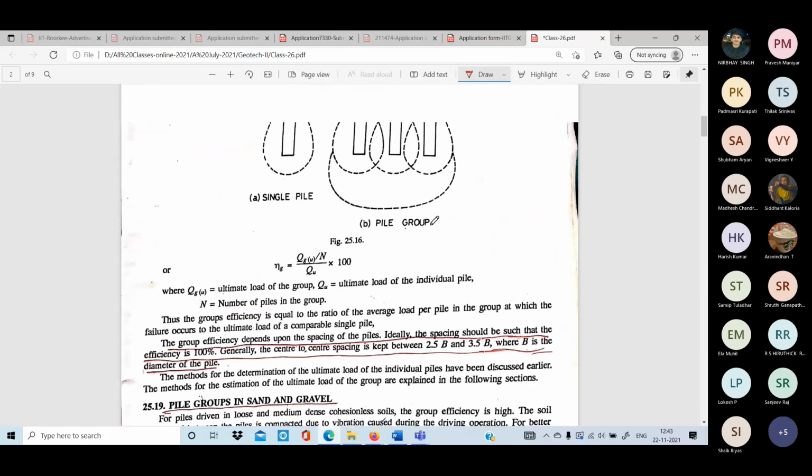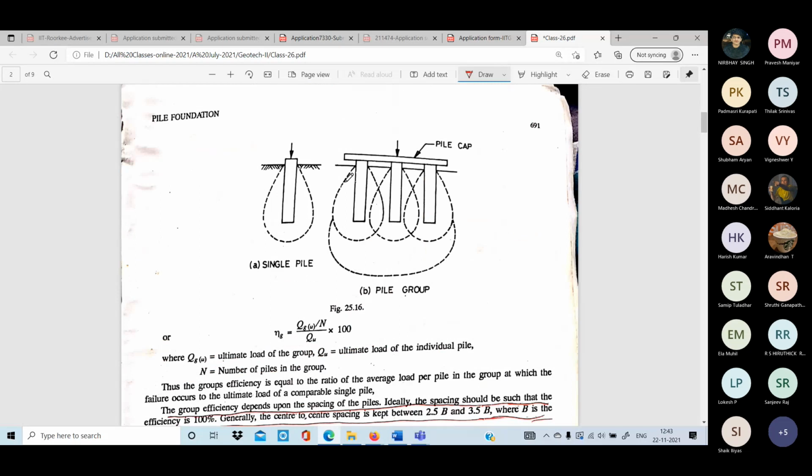When the piles are very near, what happens? This influence takes place. This is the influence of each one, the pressure bulb. This is the single pile. If it is made very near, what will happen? There will be an influence here, a formation of the influence. Because of that, what happened? The pile capacity goes down.